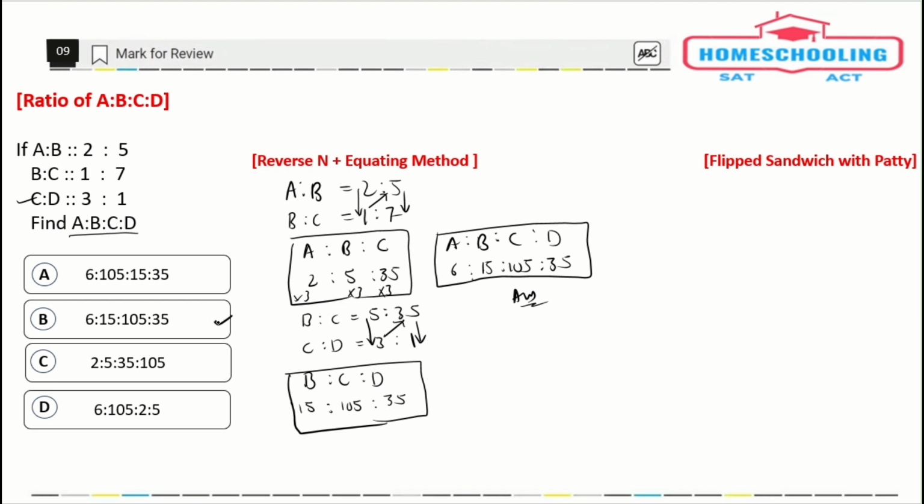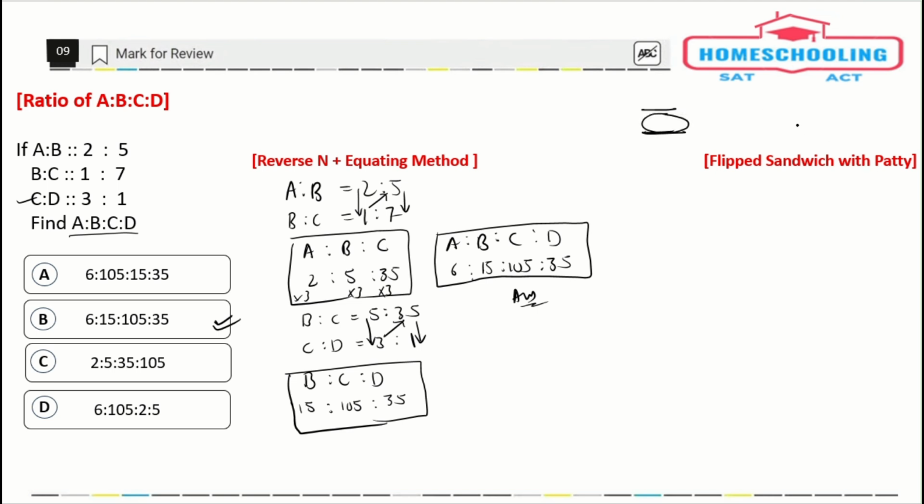So option B is your correct answer. Now moving to this method, I think no one is teaching this method on YouTube. So what we're going to do here is flipped sandwich with a patty. In a sandwich you have two sides of bread and there is a patty in between.